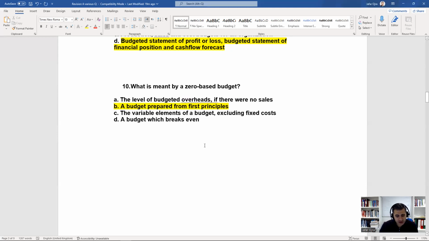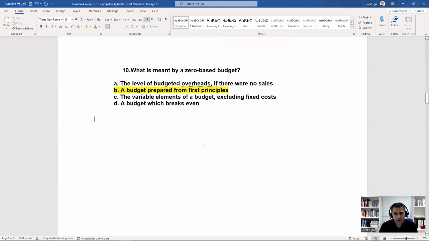So zero-based budgeting starts from scratch, as I mentioned, without using any information from the previous year's budget, to calculate each number from first principles. So that is all about zero-based budgeting.